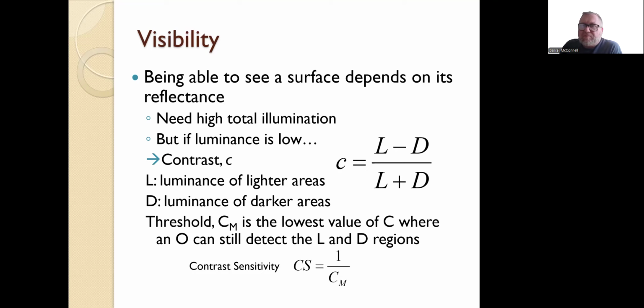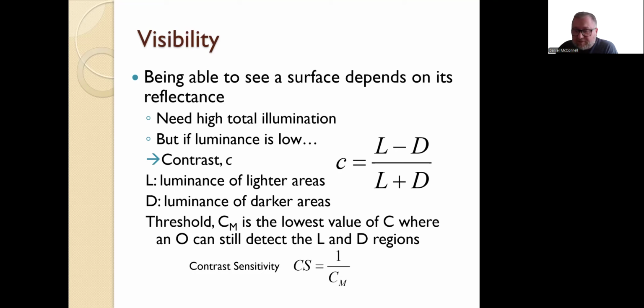So albedo and brightness, like I said, they don't truly capture everything about the ability to detect a surface visually. What really helps us to detect a surface is contrast, right? And that's what's going to happen, right?